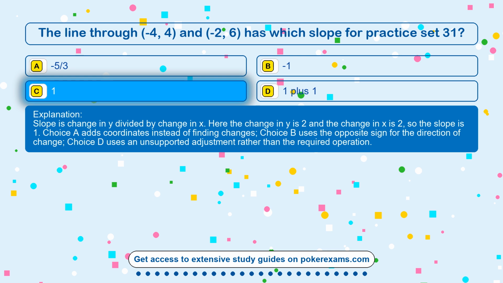Choice A adds coordinates instead of finding changes. Choice B uses the opposite sign for the direction of change. Choice D uses an unsupported adjustment rather than the required operation.